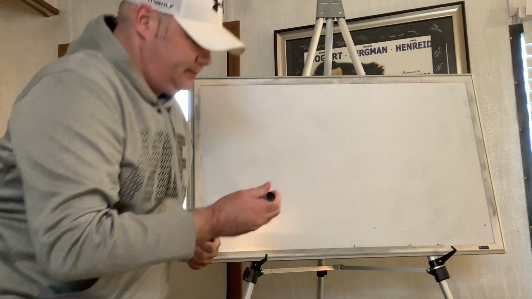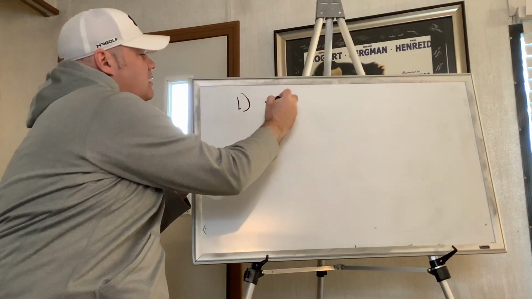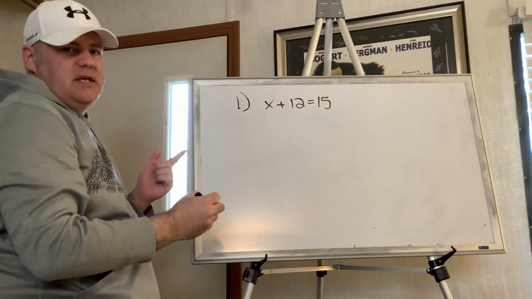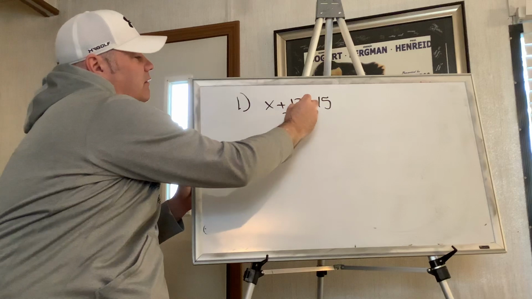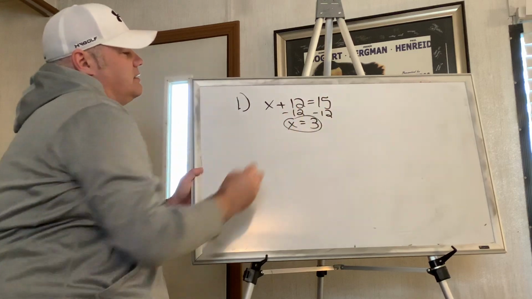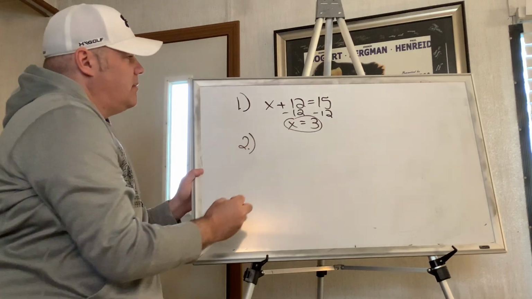Okay, so number one was x plus 12 equals 15. So the one step that you have to do is move the 12 and make sure you move it over there as well. So you get x is 3. Okay, so that was a warm-up one, kind of remember.